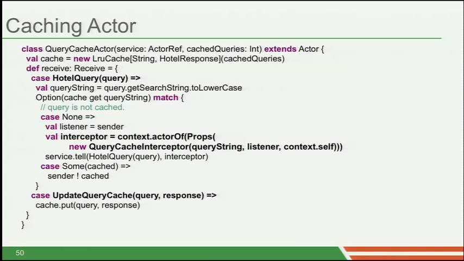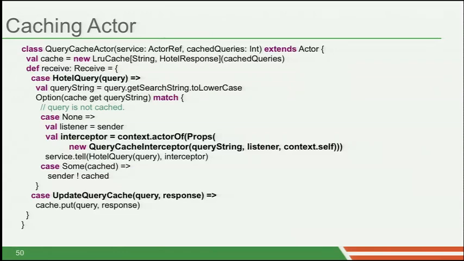This is the same pattern. Okay, I need to keep track of the actual session for a message that came in, like what's happening with that message as it flows. So I create someone to take the response and know who it came from and what it's about. So I create a query interceptor that remembers the query string, remembers who was supposed to listen to it, and he also has a reference to me, the cache.